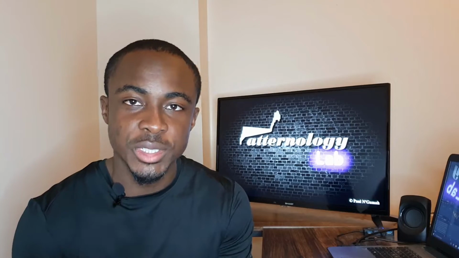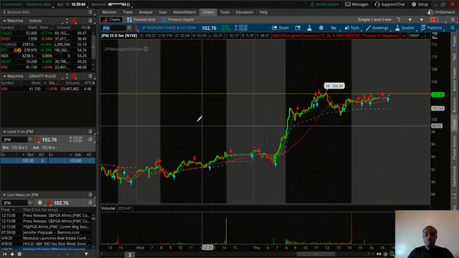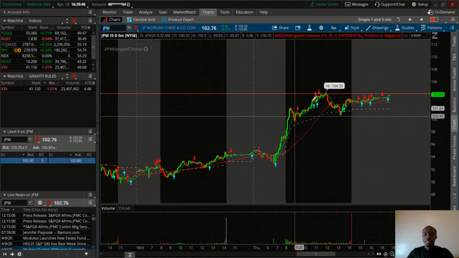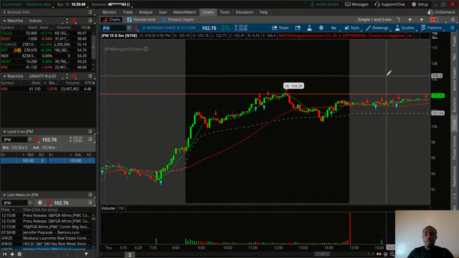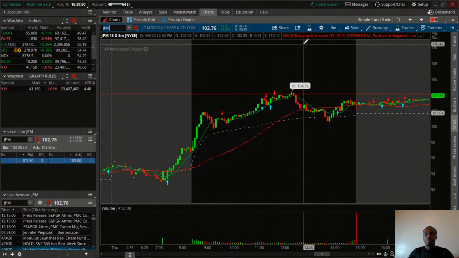The trade that I took this week was on JP Morgan. Now let's dive into Thinkorswim and see exactly how I approached it. This right here is JP Morgan. This right here is on Wednesday, and this is on Thursday. The reason why I chose to take this trade is because it looked really familiar to me on the 5-minute chart, but it wasn't very clear.